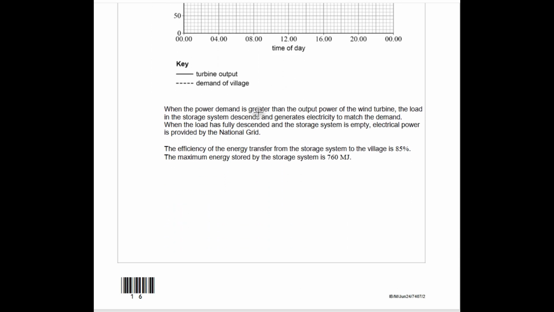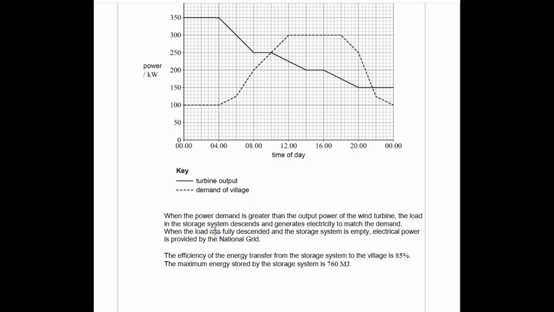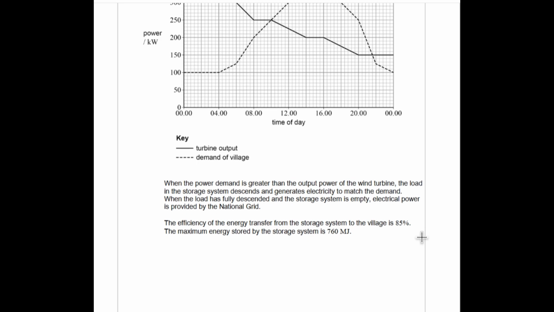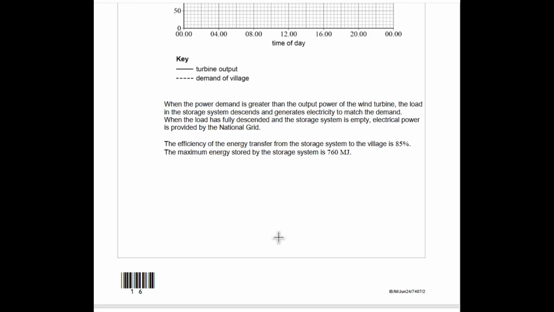So when the power demand is greater than the output power of the wind turbine, the load in the storage system descends and generates electricity to match the demand. When the load has fully descended, the storage system is empty, and electrical power is provided by the national grid. The efficiency of the energy transfer from the storage system to the village is 85%. The maximum energy stored by the storage system is 760 megajoules.